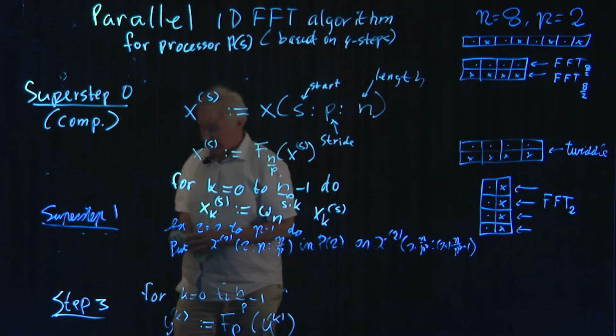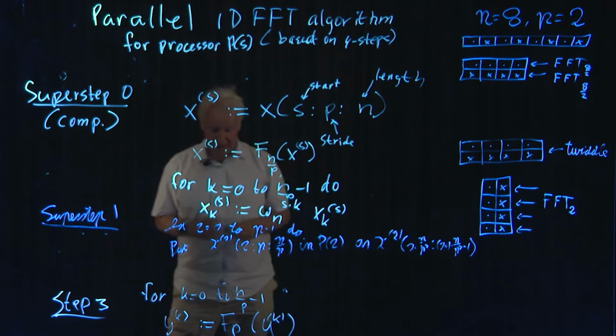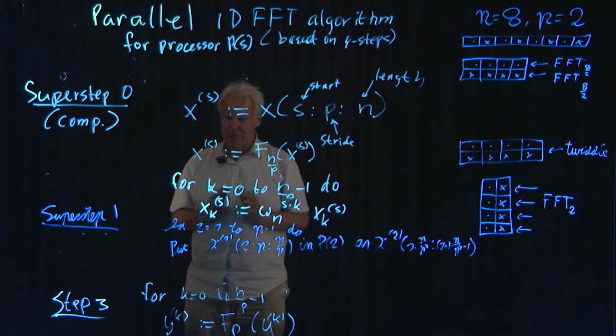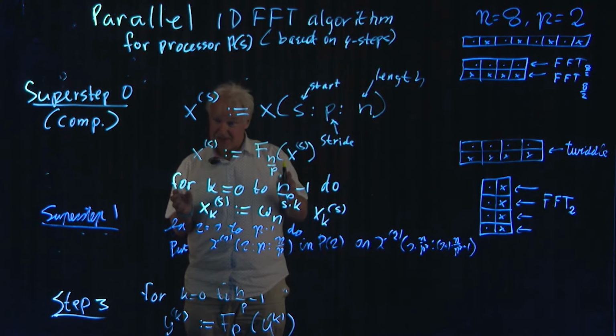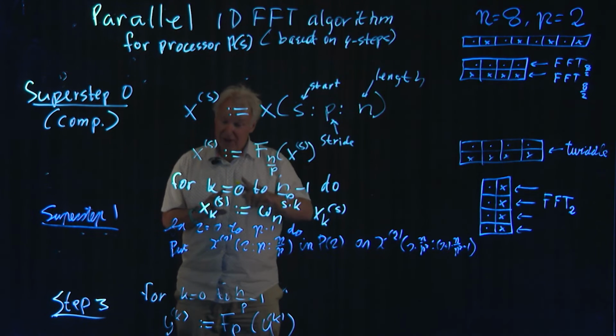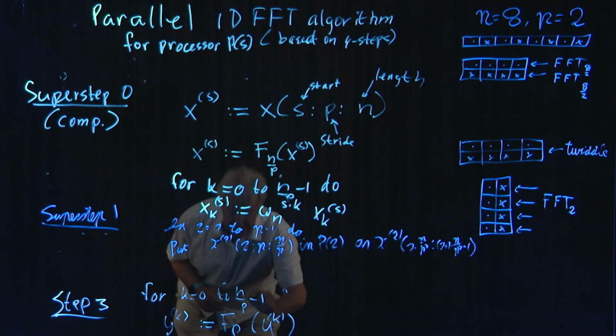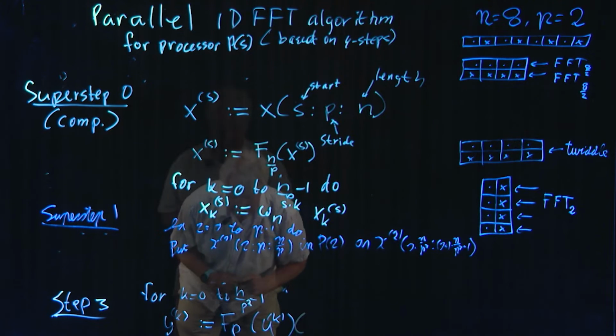And then what we do is we perform Fourier transforms of length p, and altogether every processor has a part of the array of length n over p. So altogether there are then n over p squared of such small Fourier transforms. So that's why we put a 2 here.